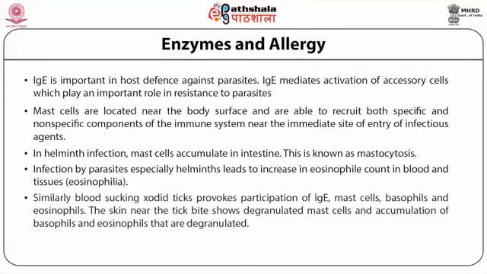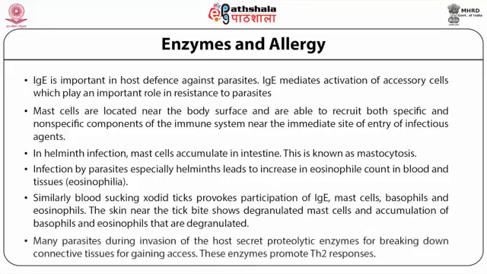Similarly, blood-sucking ticks provoke participation of IgE, mast cells, basophils and eosinophils. The skin near the tick bite shows degranulated mast cells and accumulation of basophils and eosinophils that are degranulated. Many parasites during invasion of the host secrete proteolytic enzymes for breaking down connective tissue for gaining access. These enzymes promote Th2 responses. Many enzymes, in fact, are allergens.